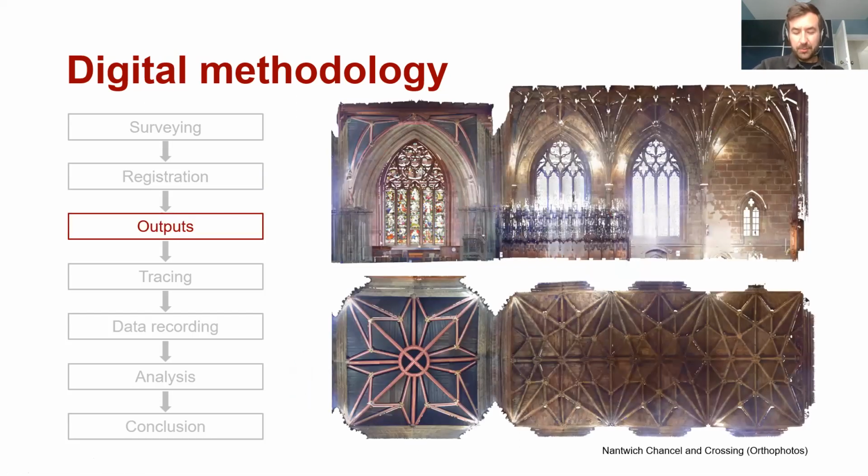So these are some of the outputs that we get. Looking at it in a bit more detail, but focusing on Nantwich now, these are the ortho photos. So you can see we have the chancel here and the crossing. So the plan to the bottom and then a sectional view above. And that's an example of the type of data that we get out.